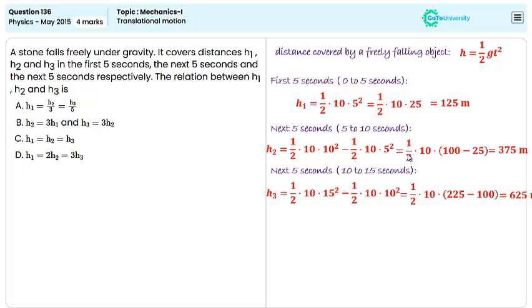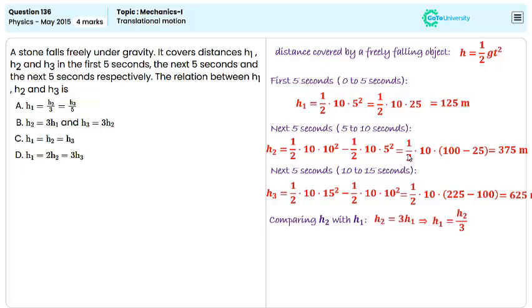Let us compare h2 with h1. h2 is equal to 3h1. See, the value of h2 is 3 times that of h1. Therefore, we can write h1 is equal to h2 by 3.